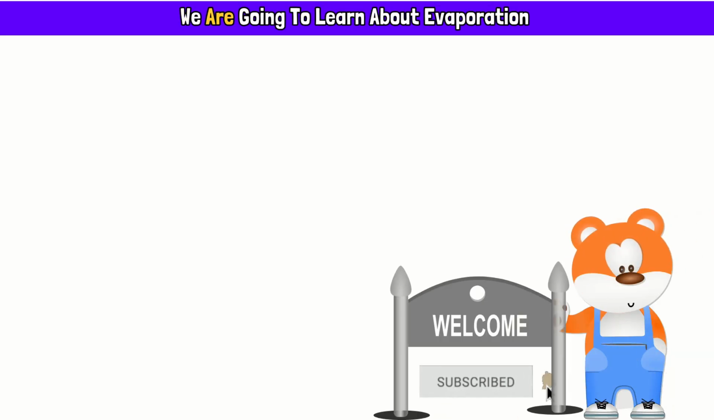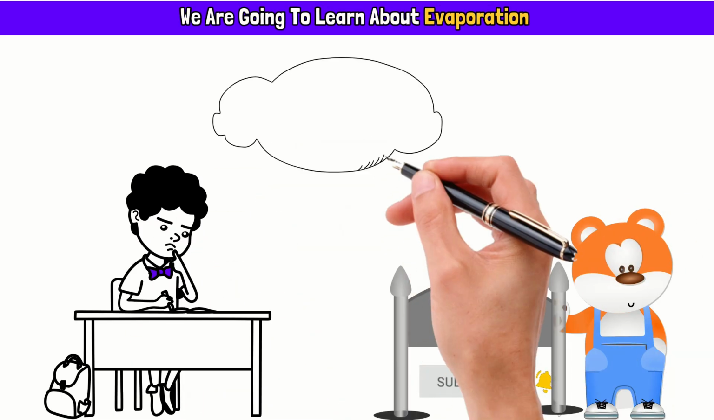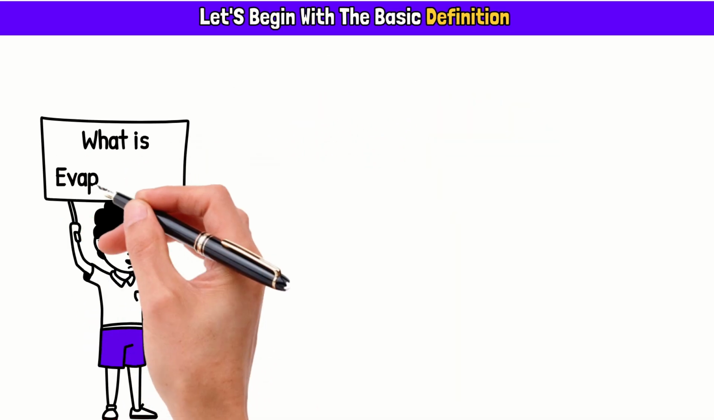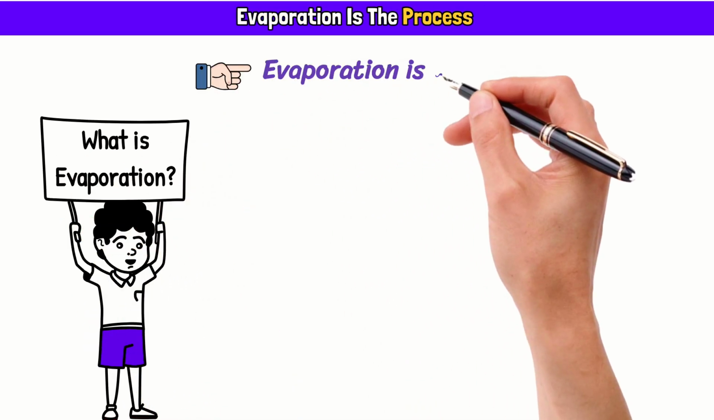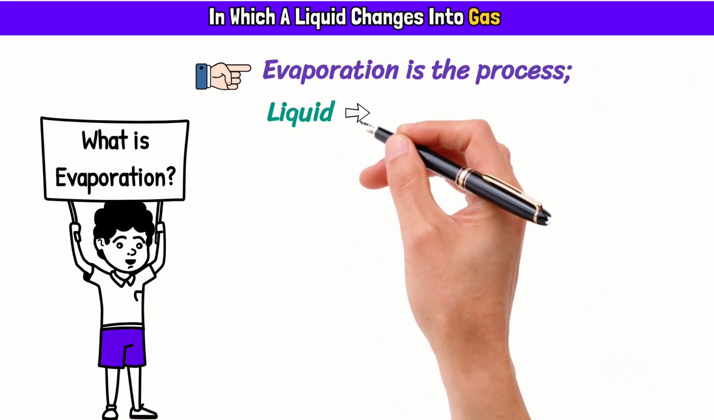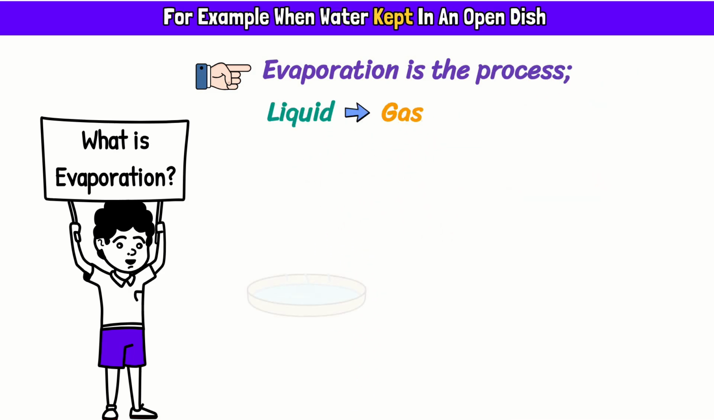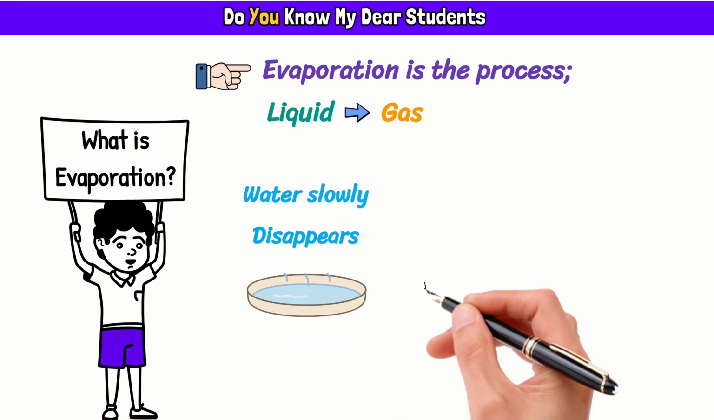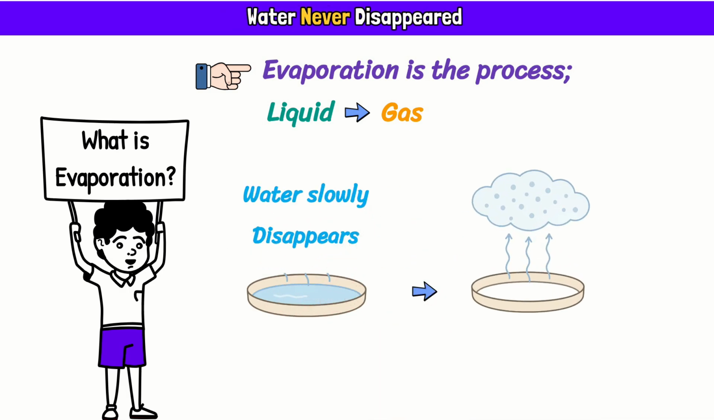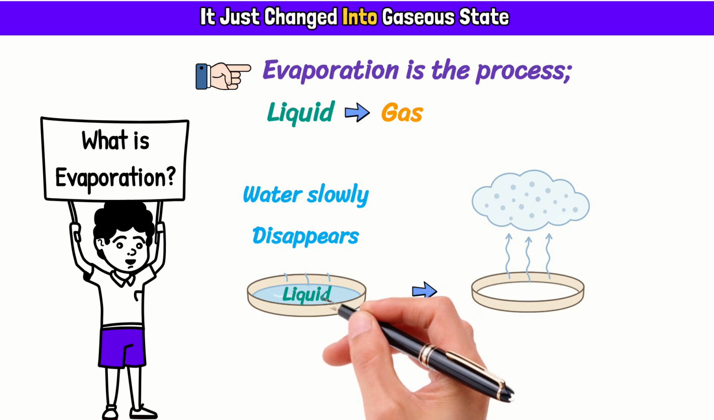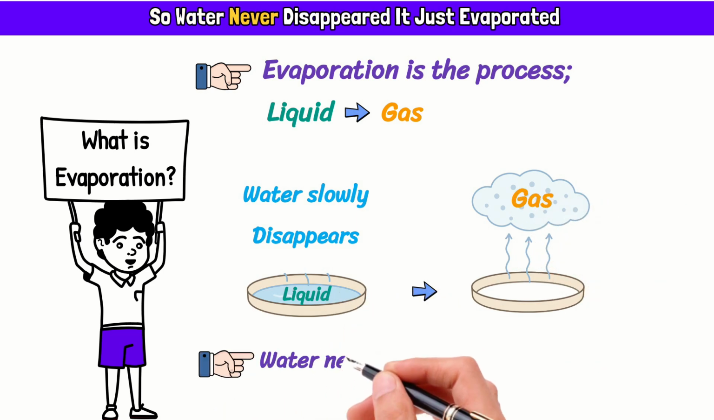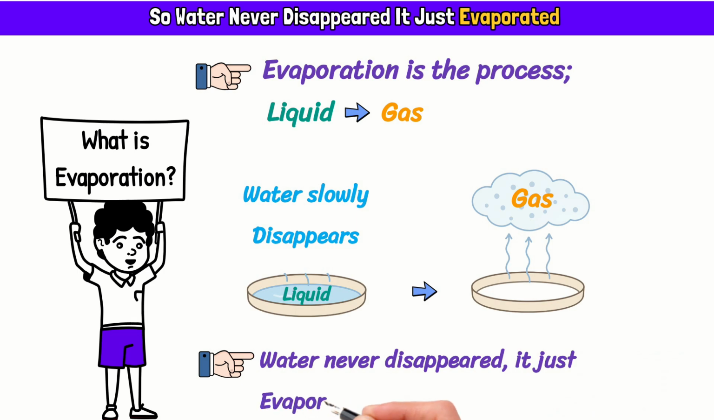In this lesson, we are going to learn about evaporation that's happening around you every day. Let's begin with the basic definition. Evaporation is the process in which a liquid changes into gas. For example, when water is kept in an open dish, it slowly disappears. Do you know, my dear students, water never disappeared. It just changed into a gaseous state that finally mixed with air. So water never disappeared, it just evaporated.